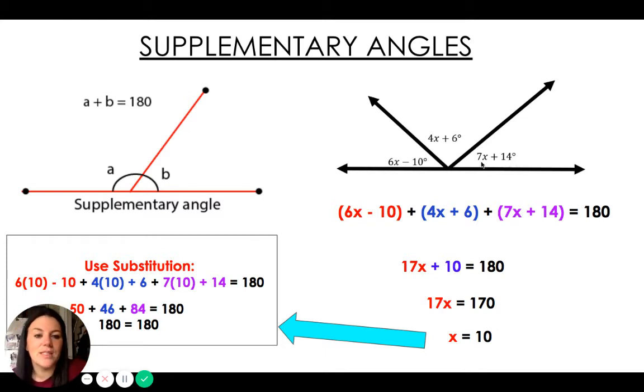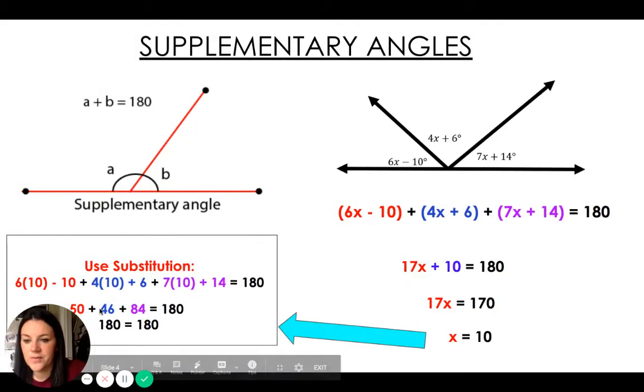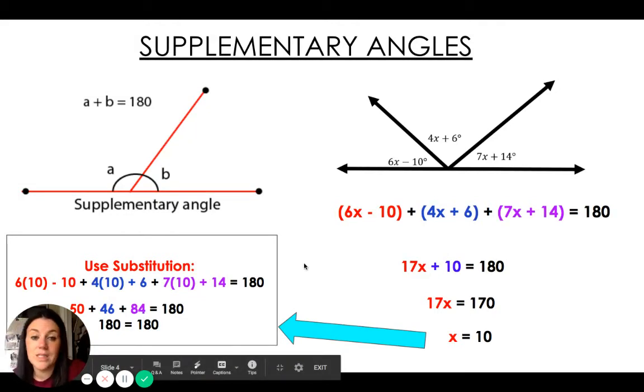And then the last one is 7x plus 14. So 7 times 10 plus 14, which is 84. And then you add all three of these, which I have over here, 50 plus 46 plus 84, will indeed give you the 180 degrees.